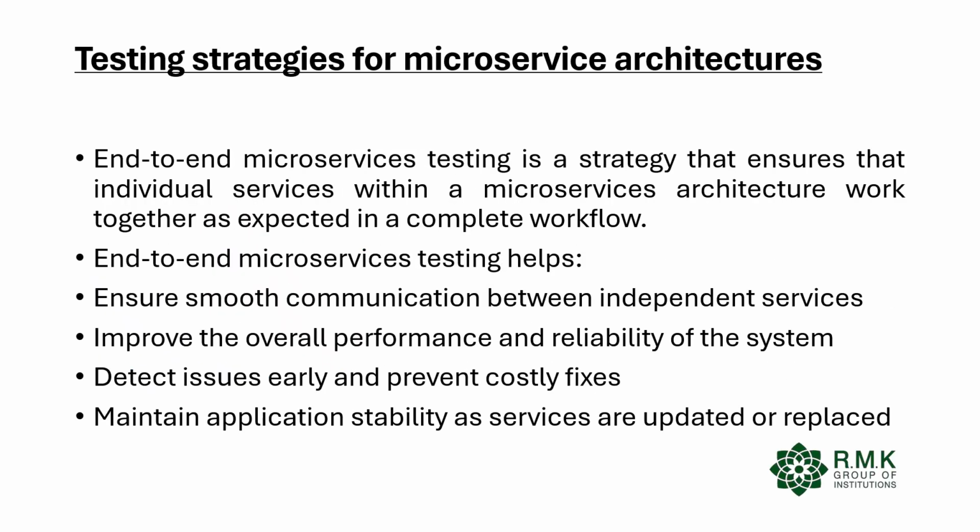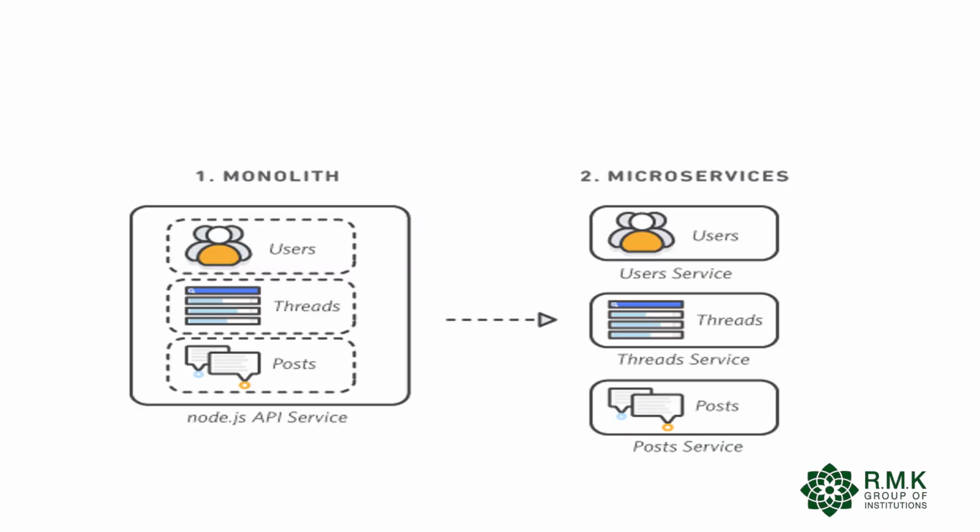Next, coming to testing strategies for microservice architecture. End-to-end microservice testing is a strategy to ensure that the individual services within a microservice architecture work together as expected in a complete workflow. It helps ensure smooth communication between the independent services and improves the overall performance and reliability of the system. It detects issues early and prevents costly fixes, and maintains application stability as services are updated or replaced.